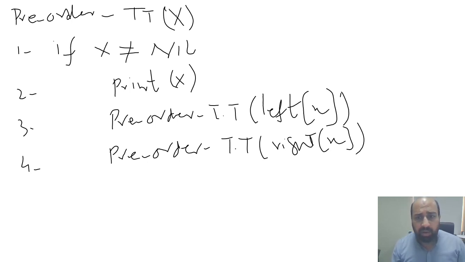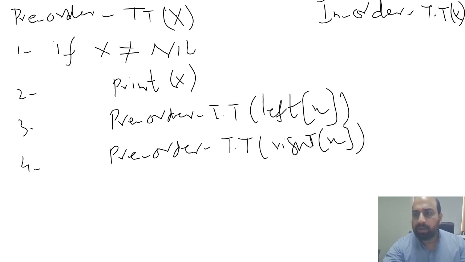So what will happen if we are talking about the in-order traversal of x? Same thing: you check if x is not equal to nil, obviously. Then you call the in-order traversal recursively on the left-hand side, then print it, then call it recursively on the right-hand side. Simple. And if it is post-order, then the print will be at the end. You call the post-order traversal on the left-hand side first, then on the right-hand side, and then obviously you print it.